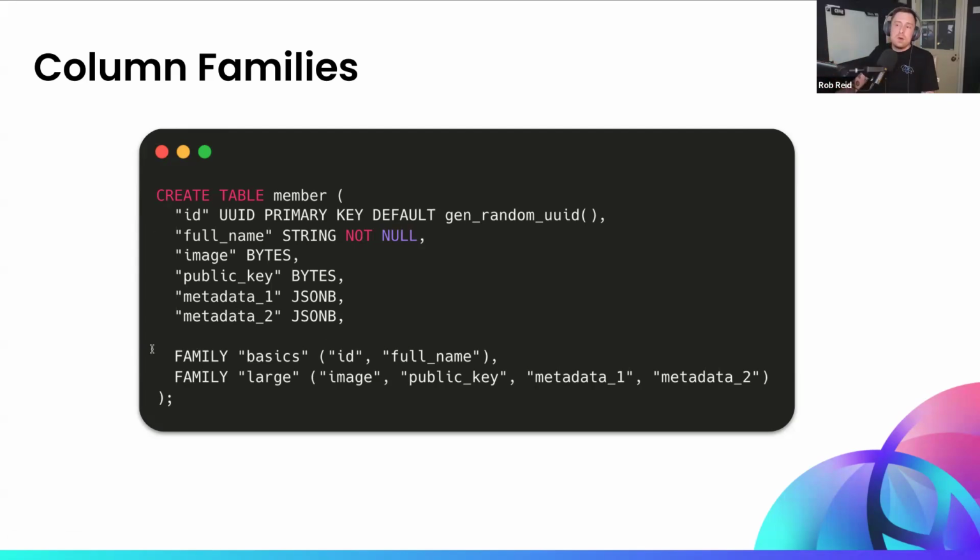In this example, we have 2 column families. Some of the basic fields that might comprise a member of our database, being the ID and the full name, are in the basics column family, while their image, public key, and metadata columns are in a large column family. So whenever the full name, in this case, is updated, we don't have to try to update the image, public key, or metadata fields. So it's a lot faster to do, and there are performance gains.